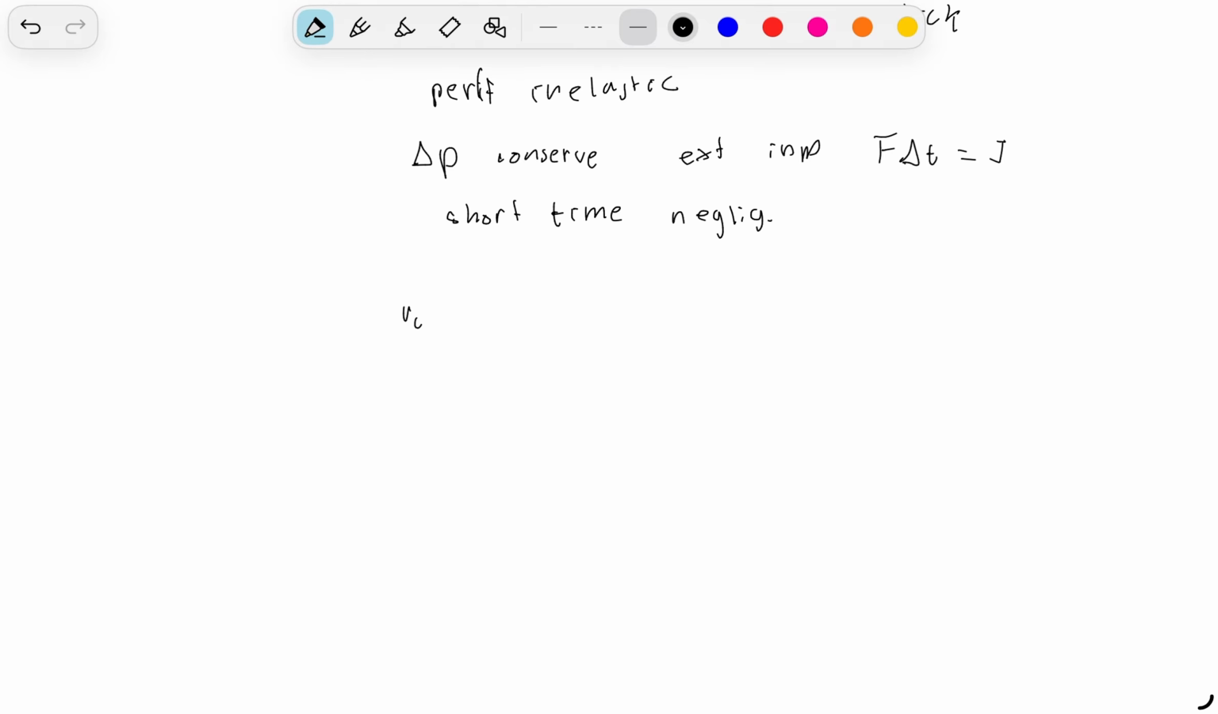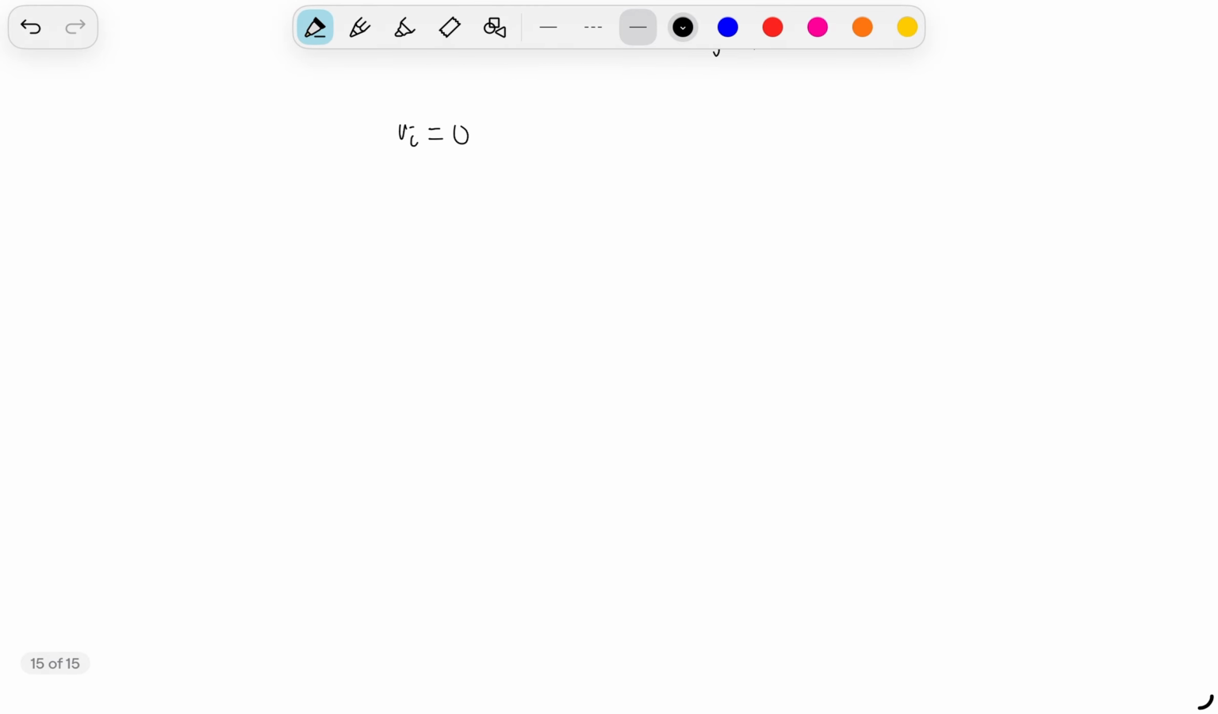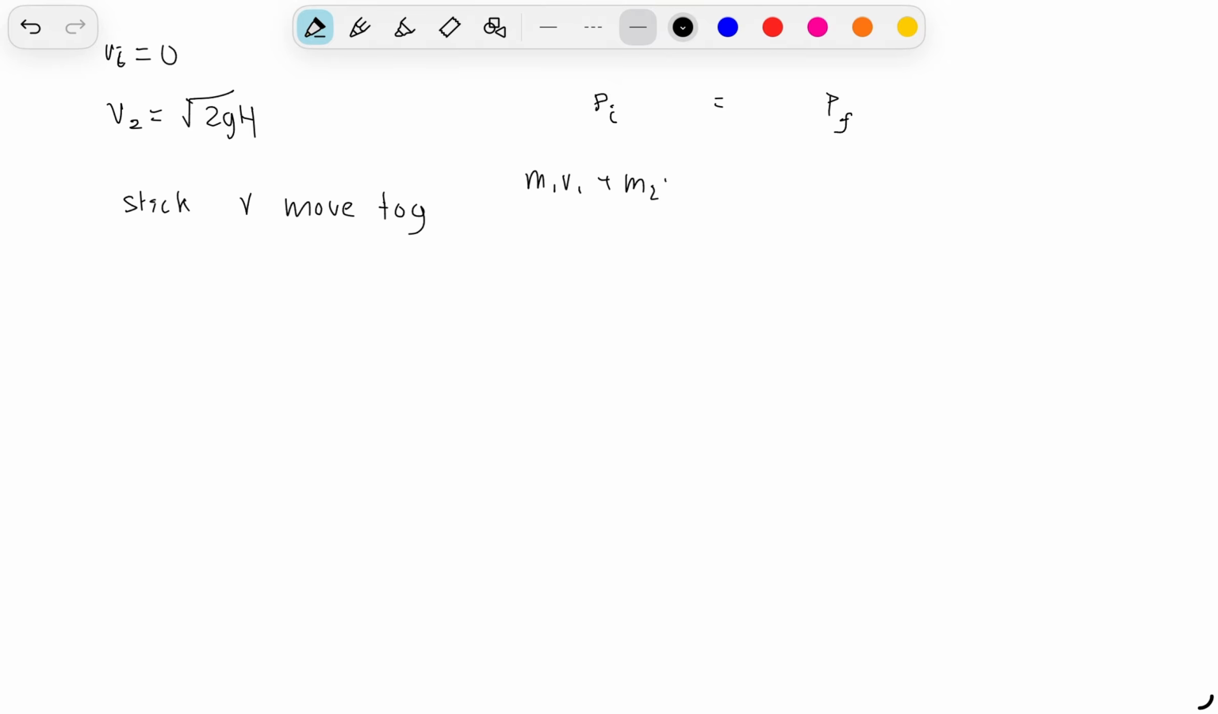So we know sphere 1 started at rest, and sphere 2 came in and hit it with a speed of the square root of 2gh. Then after, they stick together, and they move with a speed v, because now they're one object, so you have to look at m1 plus m2. So let's write this all out. Our initial momentum is equal to our final. We have initial m1 v1 plus m2 v2, and we have m1 times 0, which is equal to m2 times v2.